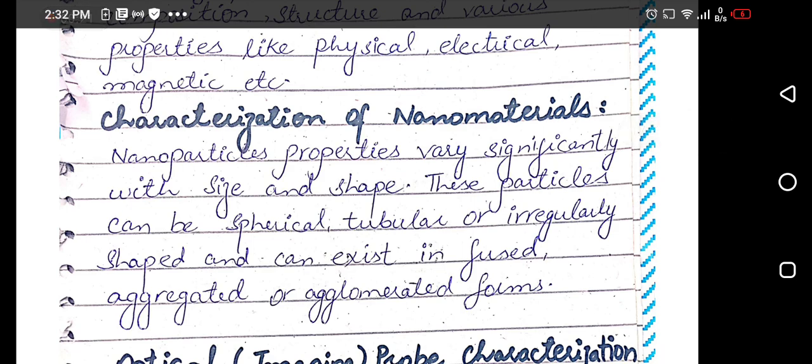Characterization of nanomaterials. Nanoparticles' properties vary significantly with size and shape. These particles can be spherical, tubular, or irregularly shaped and can exist in fused, aggregated, and agglomerated forms.